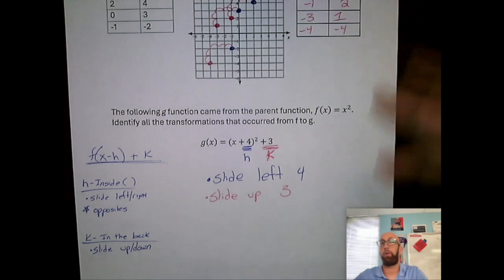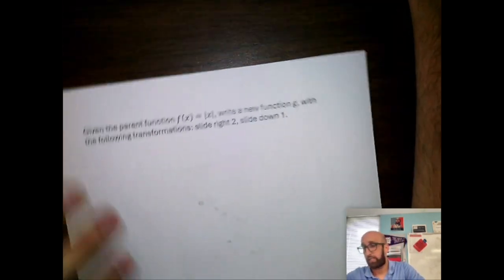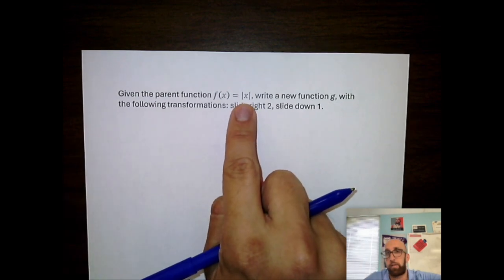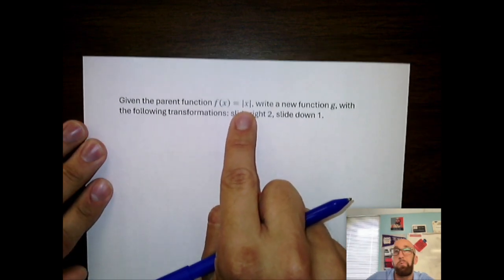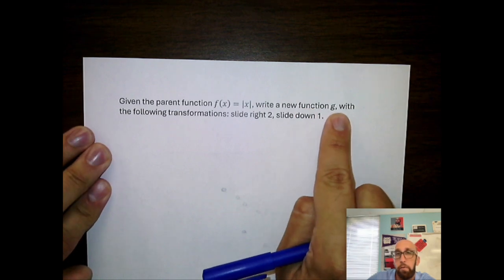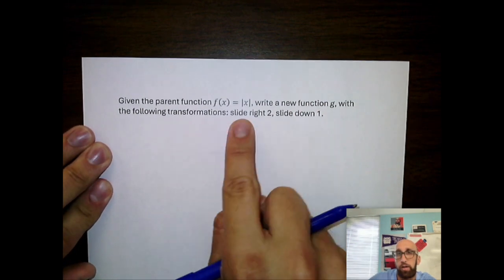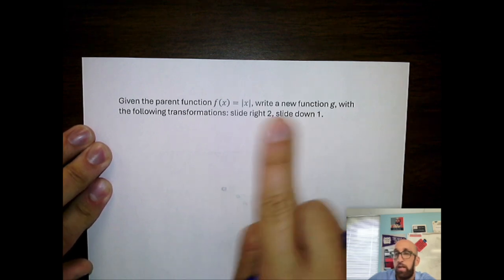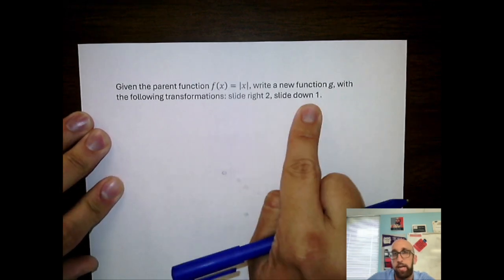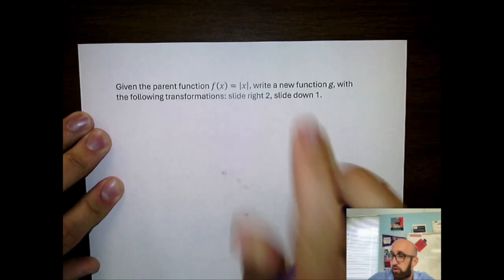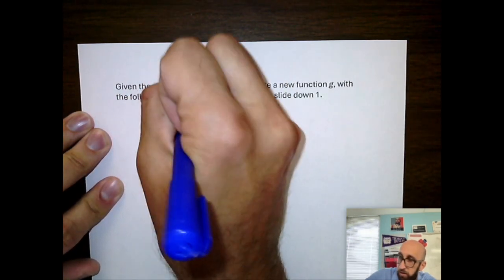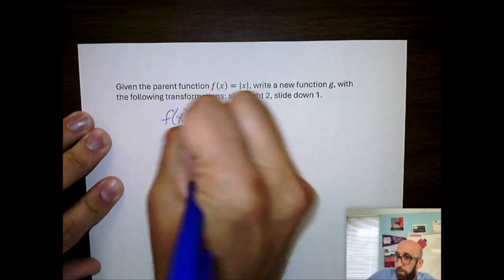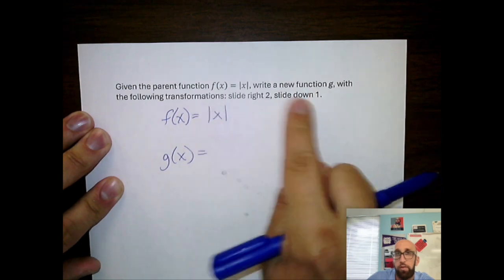Okay? Now we're going to move in a little bit different direction on my last example in this video. We are given the parent function, f of x equals the absolute value of x. So this is my original. We need to write a new function, g, with the following transformations. It needs to slide right 2 and slide down 1. So I'm still thinking about those h and k's, and I need to do these 2 transformations. So we're going to start with my original, the absolute value of x, but I need to make a new function, g, with these transformations.